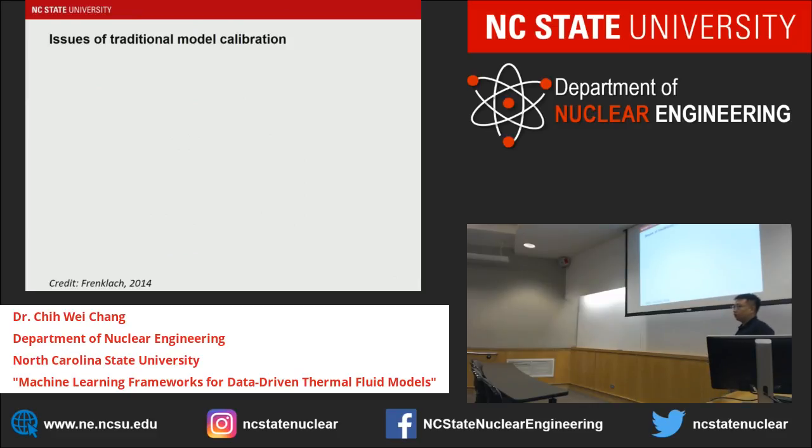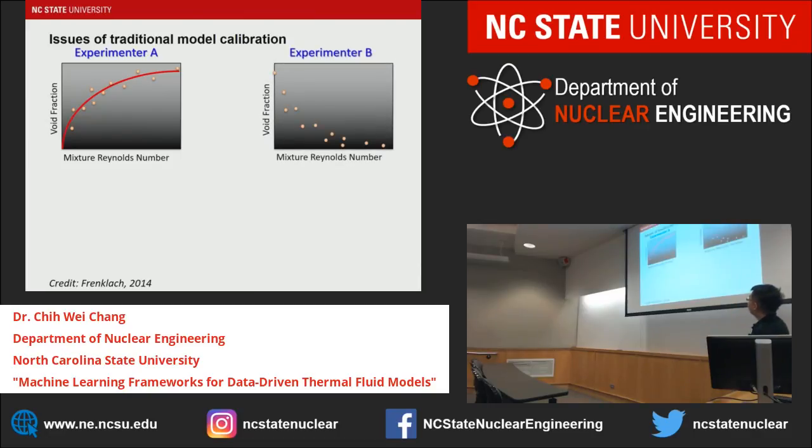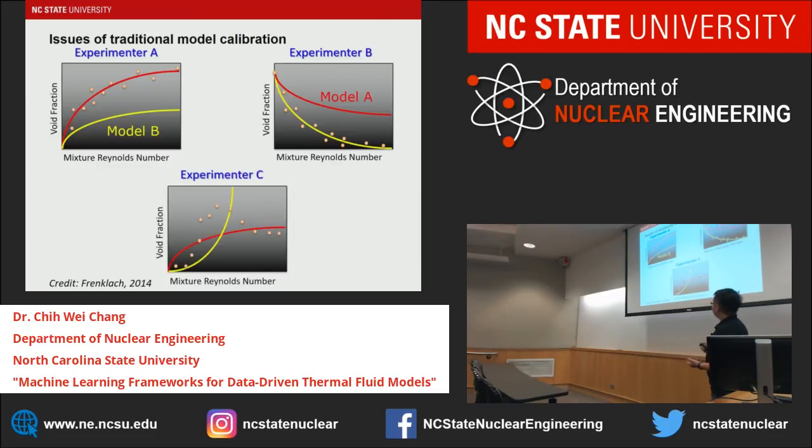Another issue of the traditional approach is that usually we first start with one experiment, and we fit those data with model A, and then we compare model A to the second experiment. And when we find model A does not fit well to experiment B, what do we do? We fit another model B. Then the problem is that when we take model B back to experiment A, model B does not capture the trend of experiment A. And worse, when we have a third experiment, none of the models is going to work.